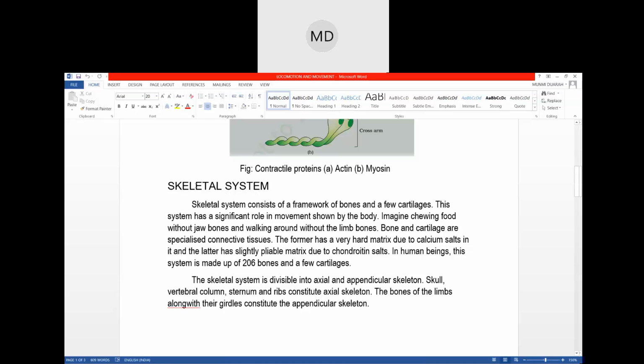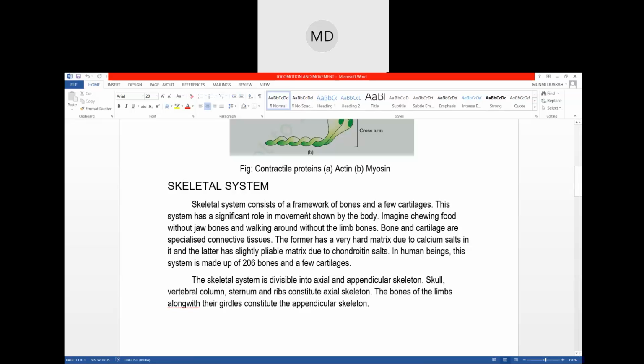Okay, and the skeletal system plays a very important role in locomotion and movement. Why? Because just imagine only your muscle moving. The muscles alone cannot move, and they will not give a definite structure to the body. The definite structure to the body of a human or any other animal is given by the skeletal system. So it plays a very important role in movement and locomotion.